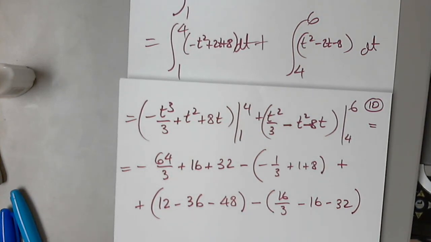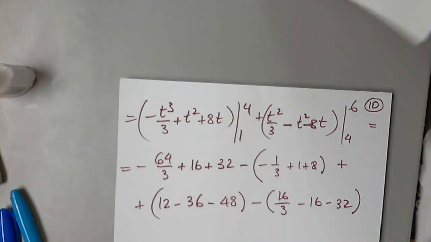Okay, let me check my numbers just in case. So 64 over 3, that's correct. 16, 32, that's correct. Minus 1/3, yes. 1 and 8, yes. Then 6. 36 divided by 3 is 12. Minus 36 minus 48, yes. Plug in 4. 16 over 3 minus 16 minus 32. Okay. Messy. But we want to find the total distance.